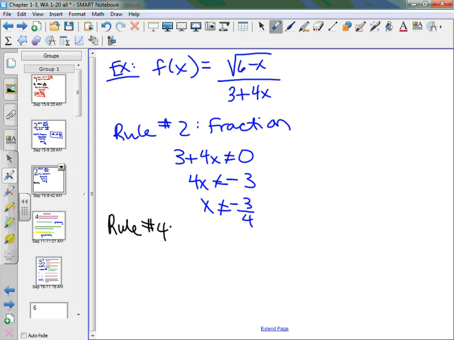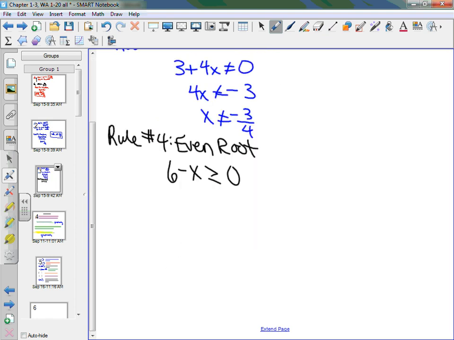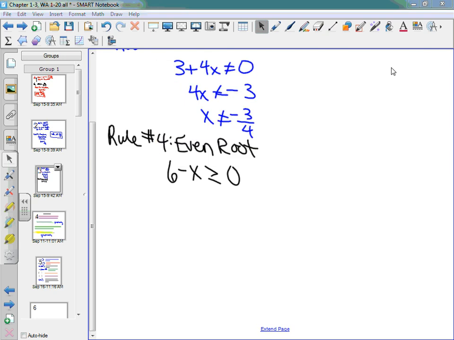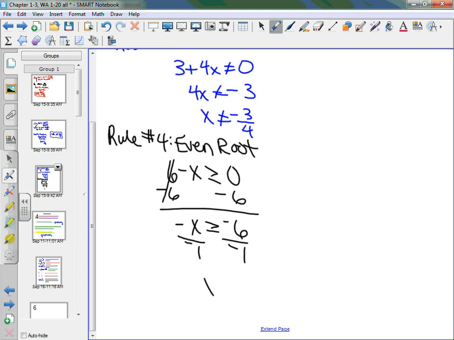Rule number 4, which is my even root. So if I have my even root, what's that saying? That means the junk inside the root has to be greater than or equal to 0. So what does x have to be greater than or equal to? Subtract the 6. I'm doing it this way to remind you of something I normally would not. I'm dividing by negative 1. So when you divide by negative 1, what must you do? Flip it, change the sign.